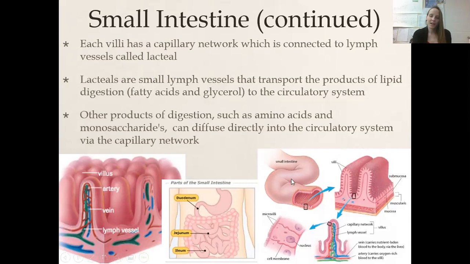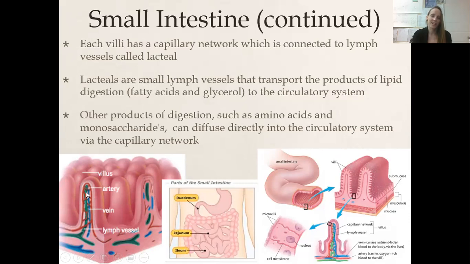So this is your small intestine. If you zoom in, you can see all of these little villi with the microvilli, which are those little bumps on top of them. If you zoom in on your villi here, you can see that in each individual villi, there are the capillaries, which are the red area, and then the lymph, which is that greenish area.